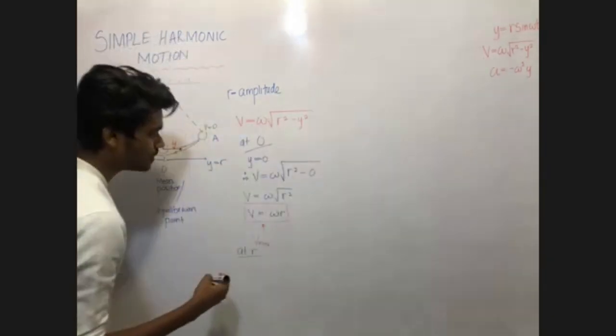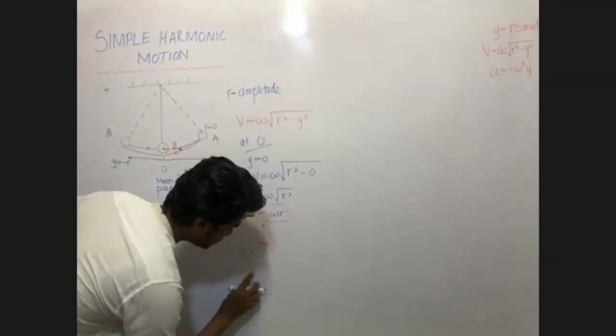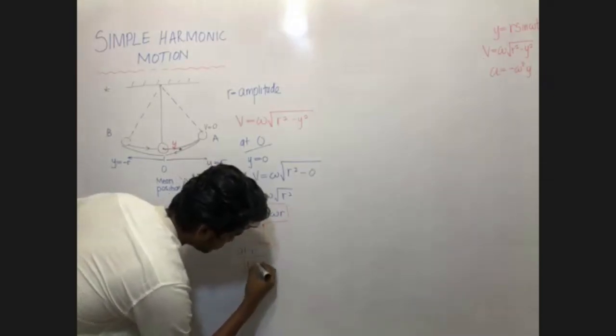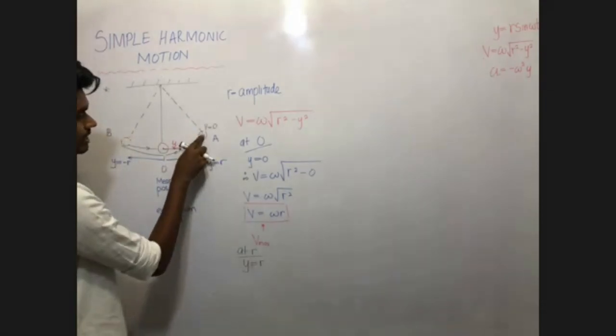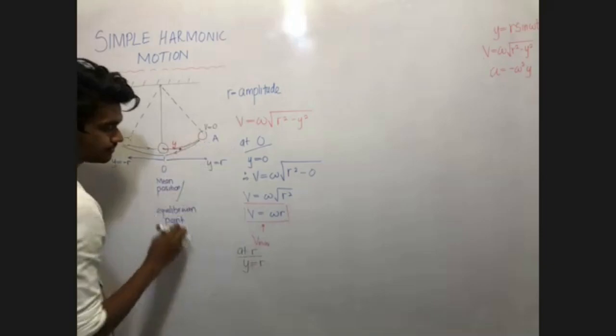So let's use the equation. At r, y is equal to what? y is equal to r. The displacement is r. When the particle is here, the displacement is r.